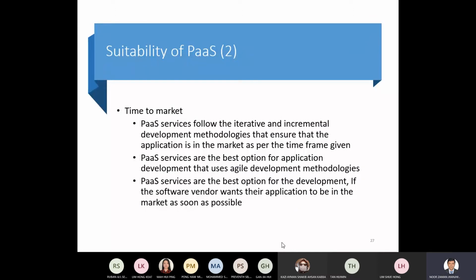The PaaS services follow the iterative and incremental development methodologies that can ensure that the applications are in the market as per the timeline and the framework they are given. Because you can work in a collaborative environment, you can use their tools, you are free from the testing and other things. So PaaS services are the best option for application development and for agile. I hope that you are aware about this one.